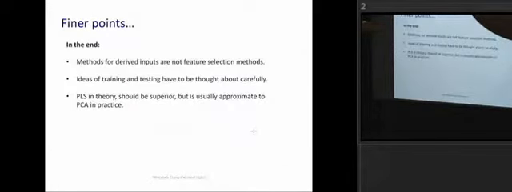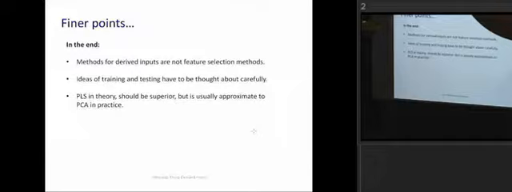Okay. So here are some finer points. The most important thing that I've said today: methods for derived inputs are not feature selection methods. So that's a great true or false question. Okay, so methods for derived inputs, PCA, PLS, are not feature selection methods. They use the entire data set.